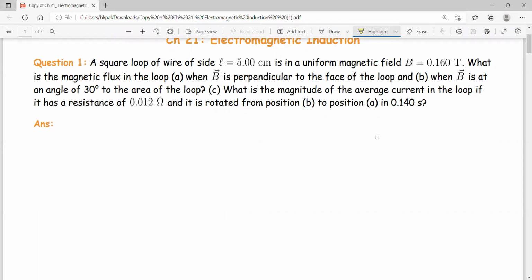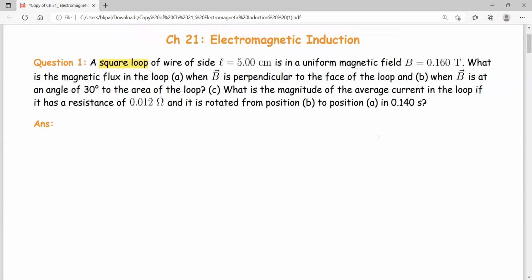We are given a square loop whose side length is 5 centimeter, in a uniform magnetic field whose magnitude is 0.160 Tesla. What is the magnetic flux? We have to calculate the magnetic flux, first when B is perpendicular to the face of the loop.